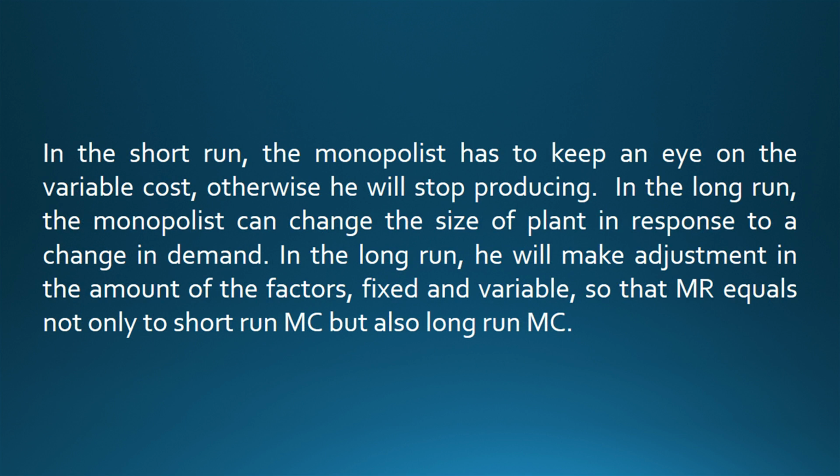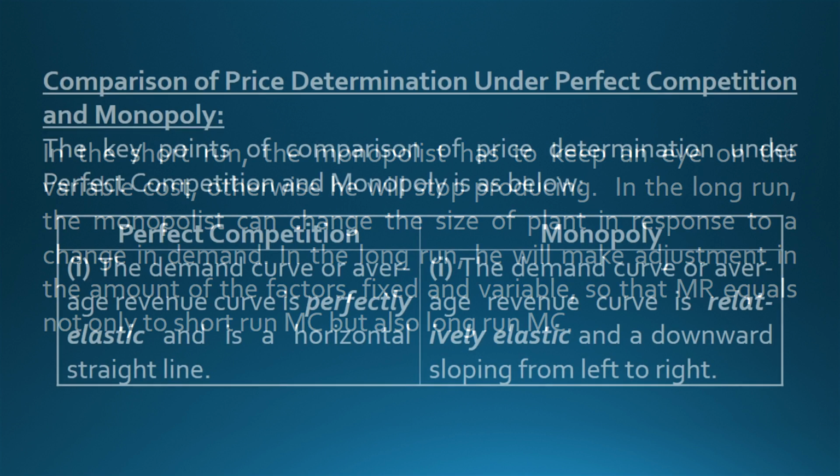In the short run, the monopolist has to keep an eye on the variable cost, otherwise he will stop producing. In the long run, the monopolist can change the size of plant in response to a change in demand. In the long run, he will make adjustment in the amount of the factors, fixed and variable, so that MR equals not only the short-run MC but also the long-run MC.